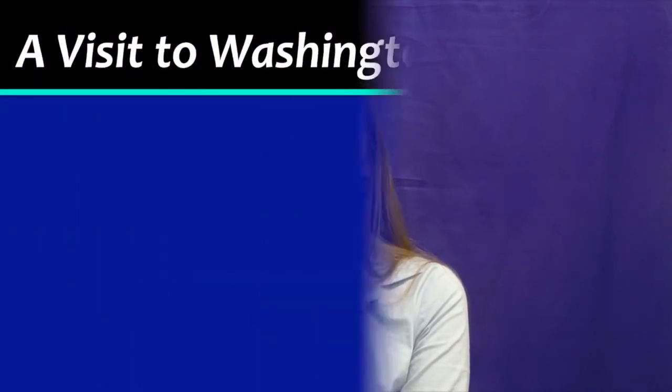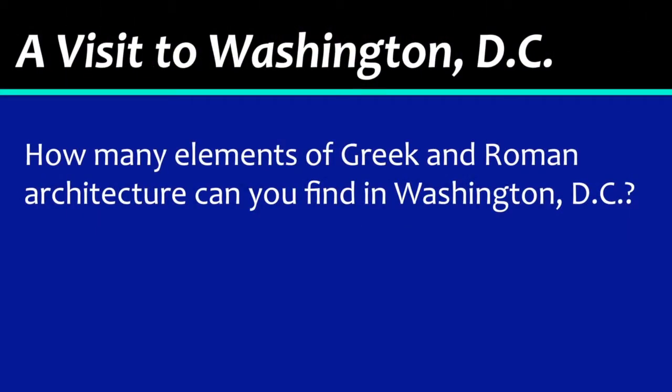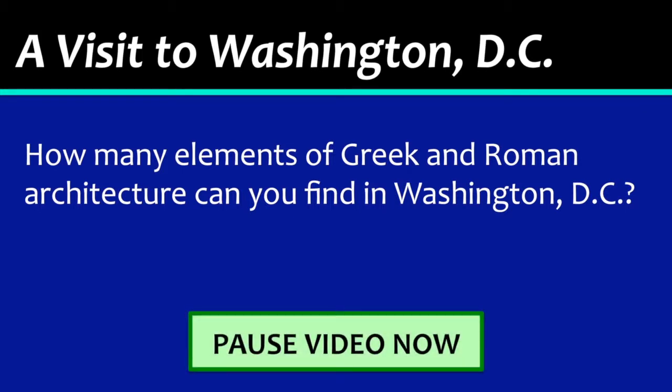Now it's your turn to visit Wikipedia and see the list of buildings in Washington, D.C. that are inspired by classical architecture. How many elements of Greek and Roman architecture can you find? Pause the video and click the link in the purple box to visit the page.